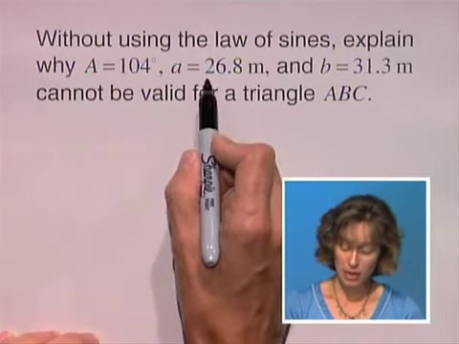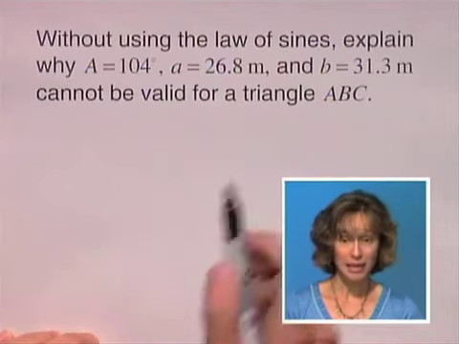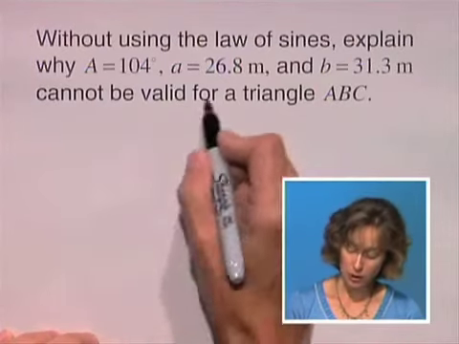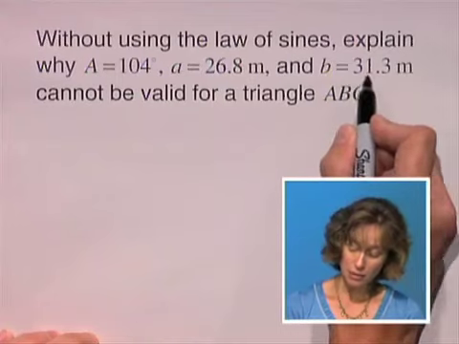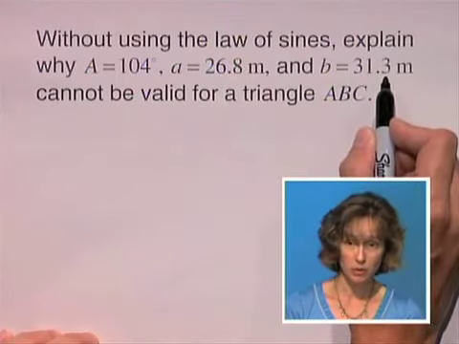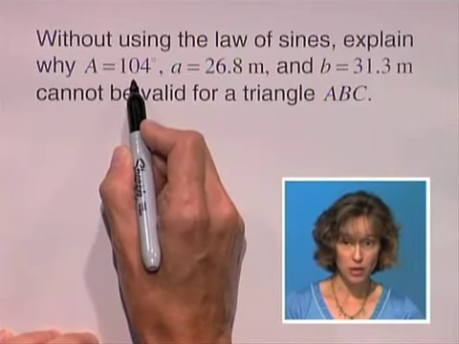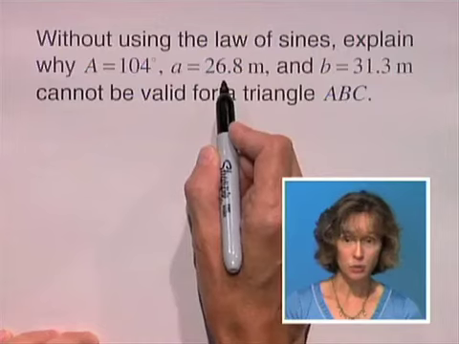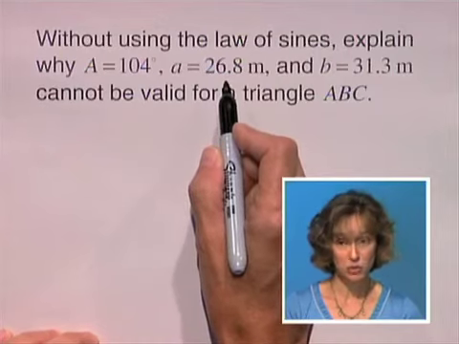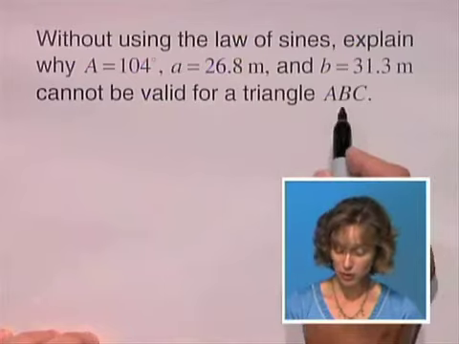However, side A is smaller than side B, and in any triangle, it has to be the case that the biggest side is opposite the largest angle. If angle A is the largest angle in the triangle, side A would have to be the largest side in the triangle. This cannot be a triangle for that reason.